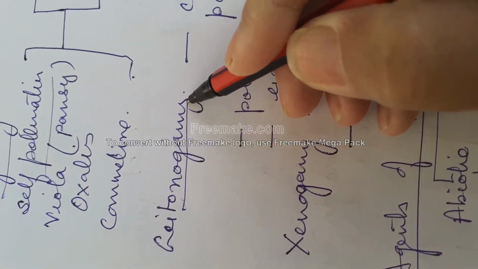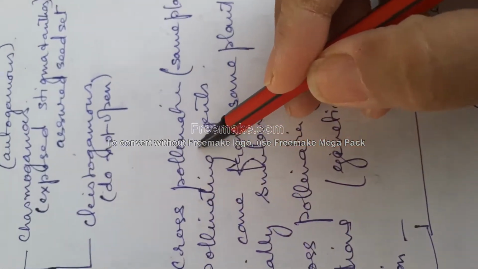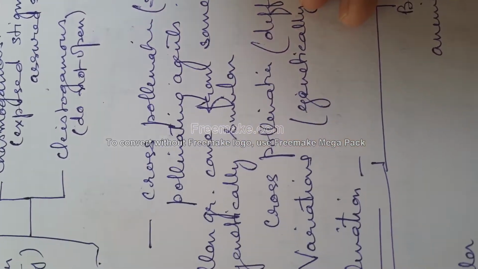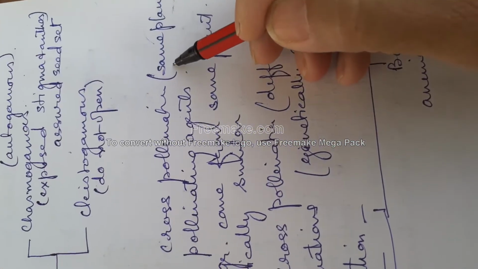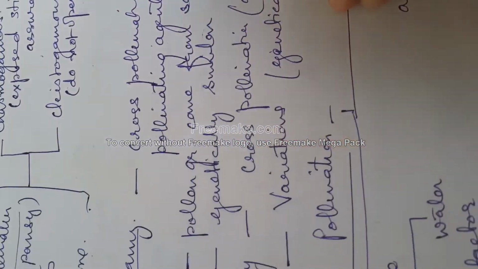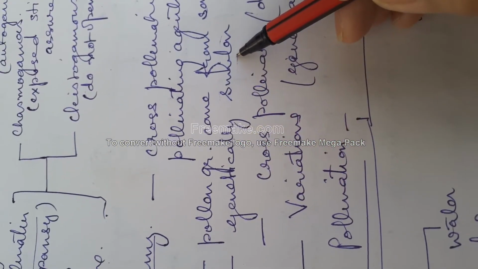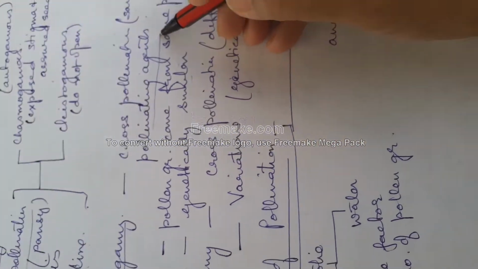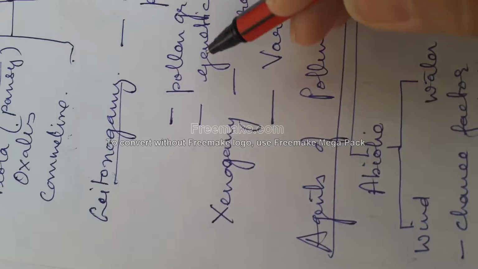Now geitonogamy, it is also called cross-pollination. Now you must have noticed that when cross-pollination occurs in the same plant, that is called geitonogamy. Now pollen grains come from the same plant, so that is why they are genetically similar. This also requires pollinating agents, wind, insects, etc.